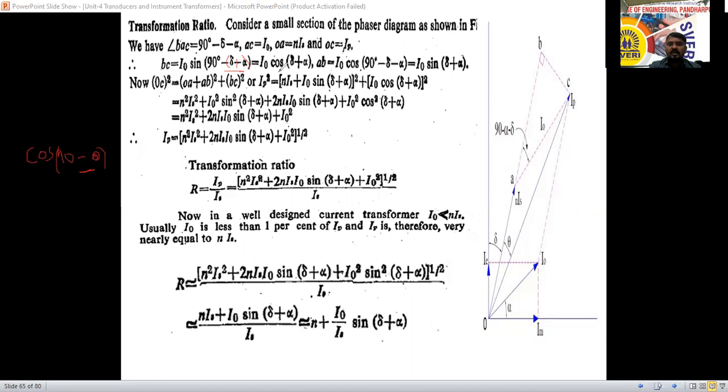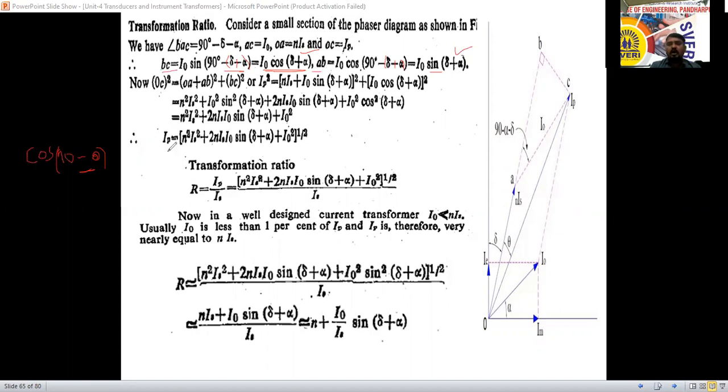So I naught cos delta plus alpha we have written here now, where the cos 90 minus delta minus alpha is there. Again you write this one minus, you take outside, it will become plus here now. Sin 90 minus alpha plus delta is equal to sine delta plus alpha. Is it correct? Yes, sir. So this BC and AB we have derived here.